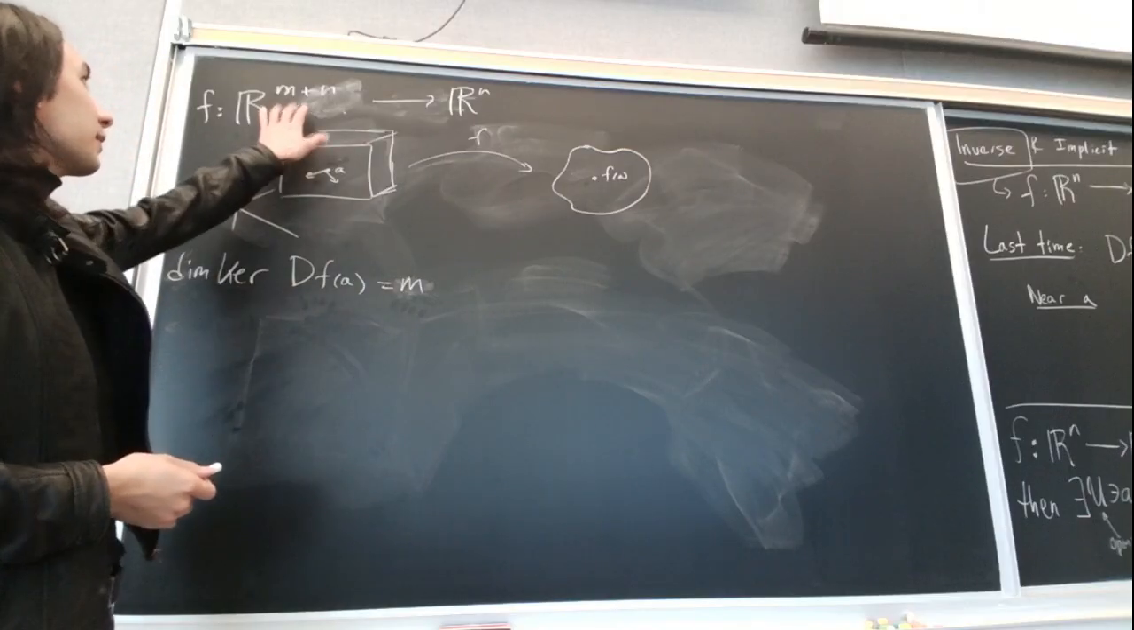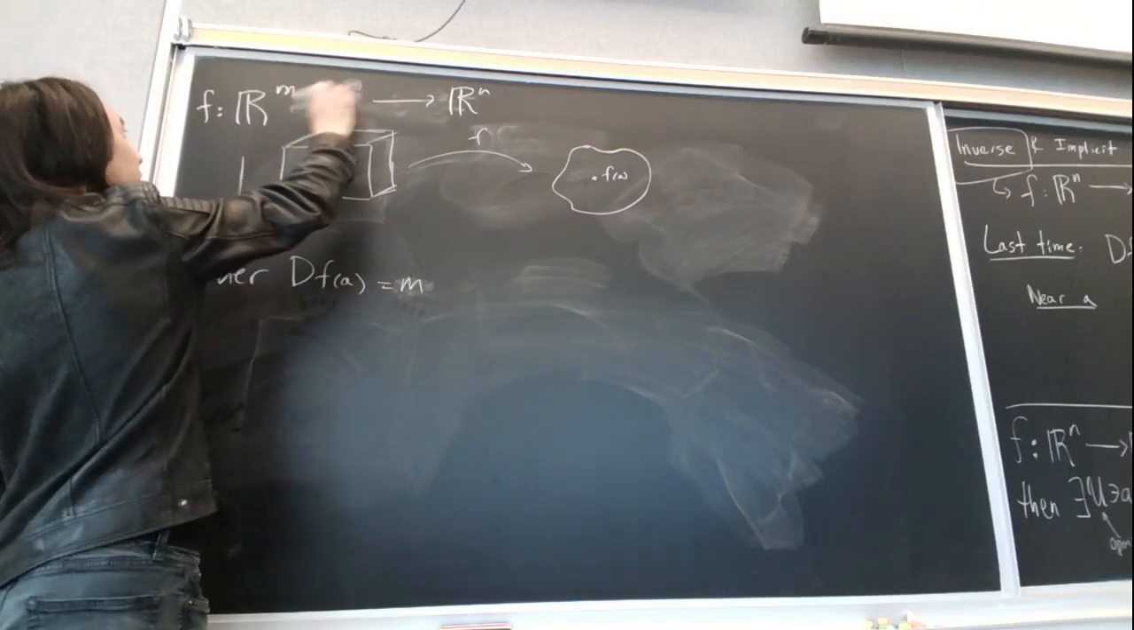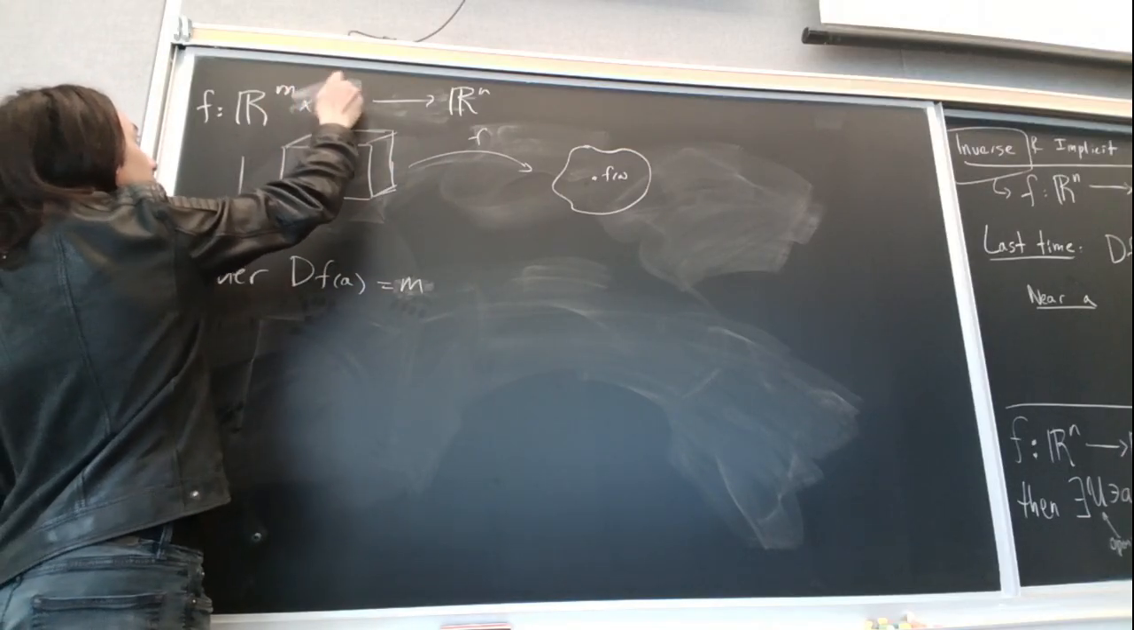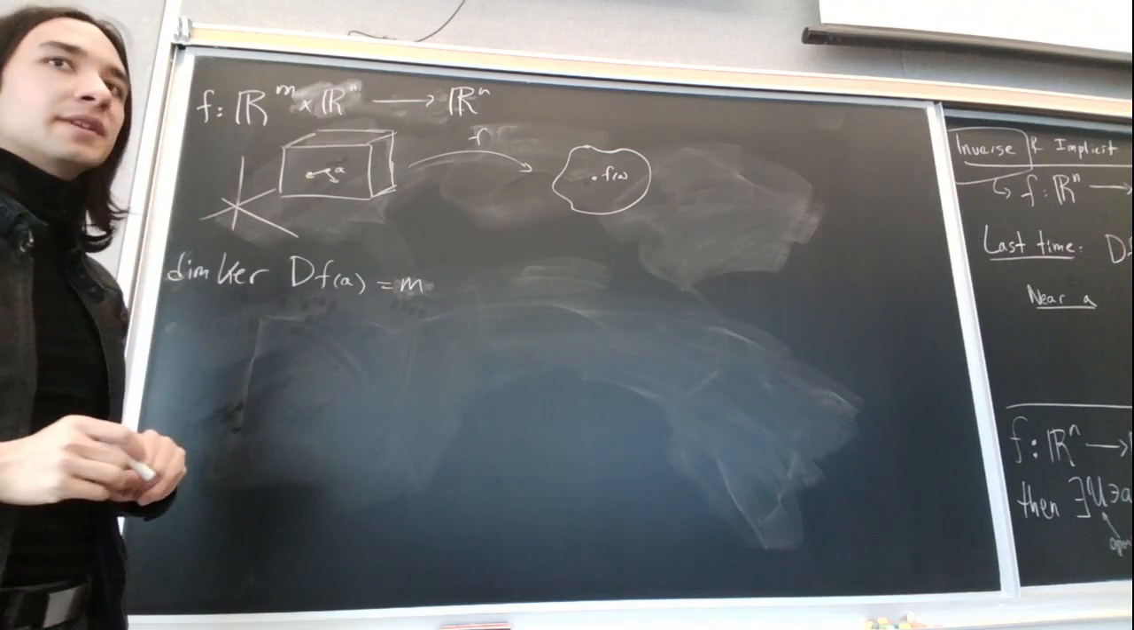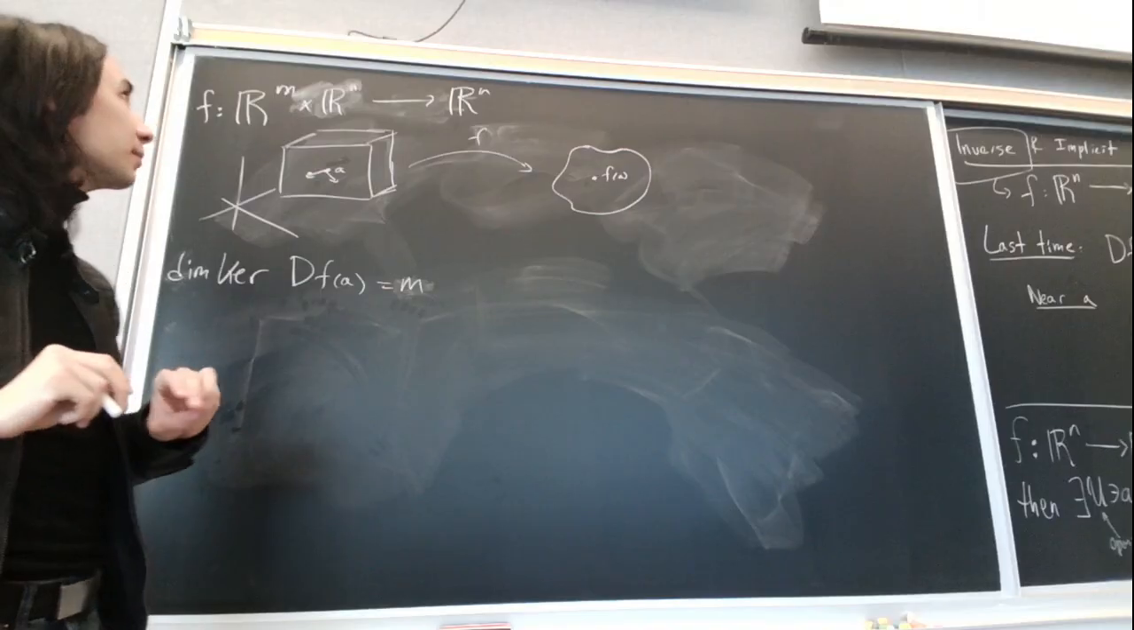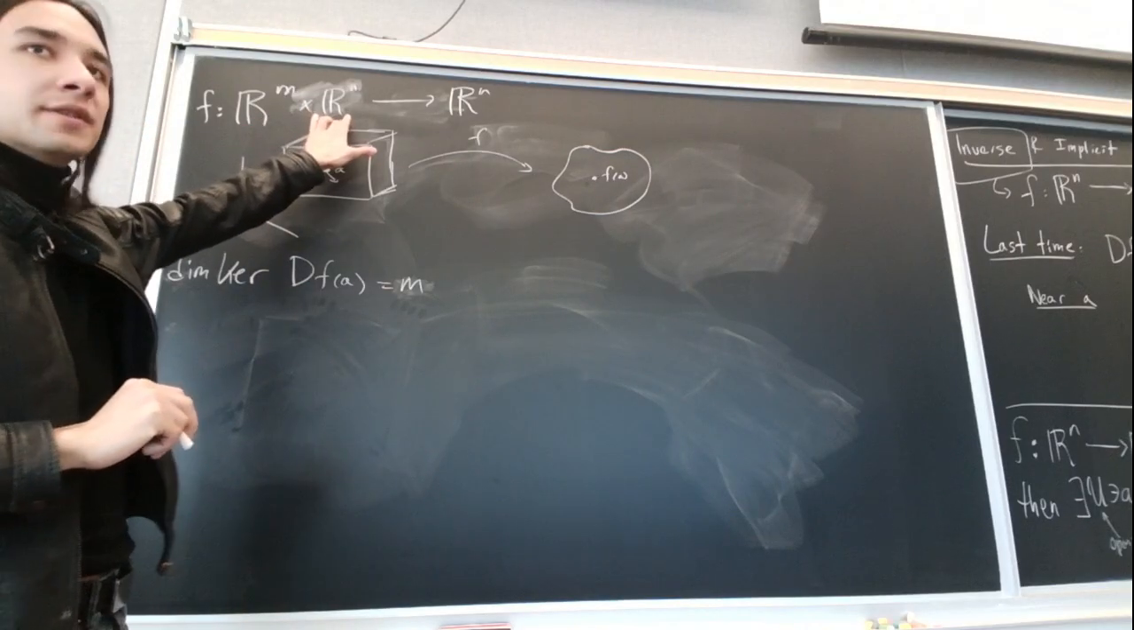It's really just saying we're going from a bigger space to a smaller space. If it was a matrix, it would say matrices or something. The reason I write it this way is because I want to consider it as a function of morally two variables, one of which is a vector in Rm and the other is a vector in Rn.